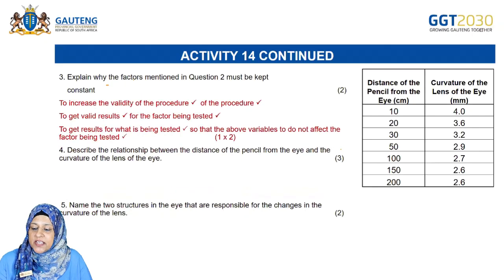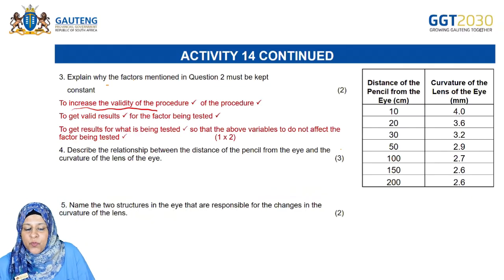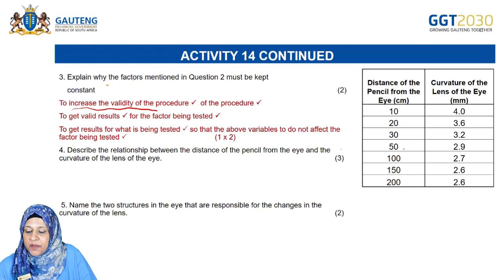So that is in order to increase the validity of the procedure, to get valid results, or to get the results for what is being tested, so that the variables do not affect the factor being tested. Okay? We want to get results for what is being tested. That means the curvature of the lens. We want to see the shape of the curvature of the lens with the distance of the pencil from the eye as we're moving it away. So we don't want any other factor to interfere with what we have decided to measure.